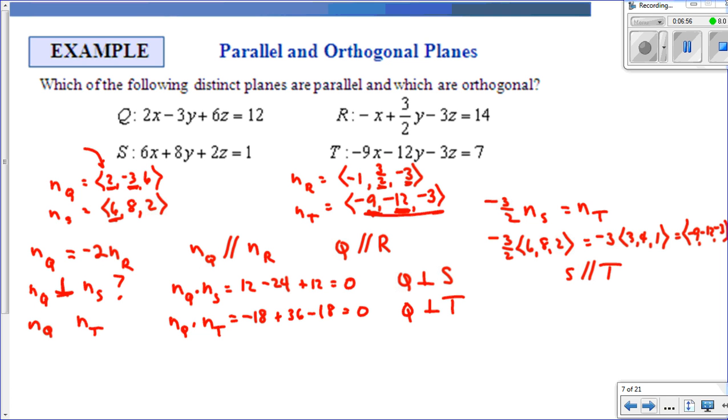So we have Q and R are parallel, S and T are parallel, Q and T are orthogonal, Q and S are orthogonal, but since R is parallel to Q, that would also mean that R was orthogonal to S and R was orthogonal to T.